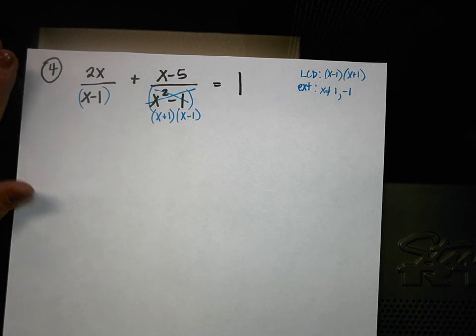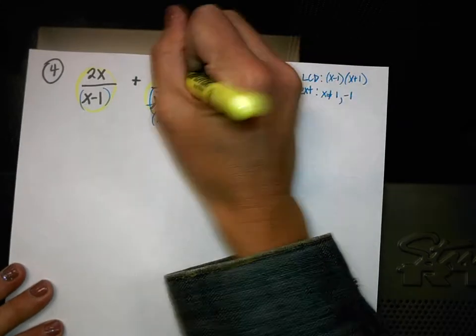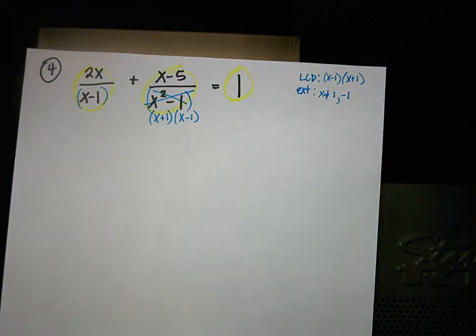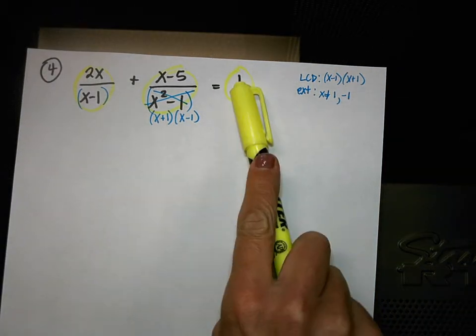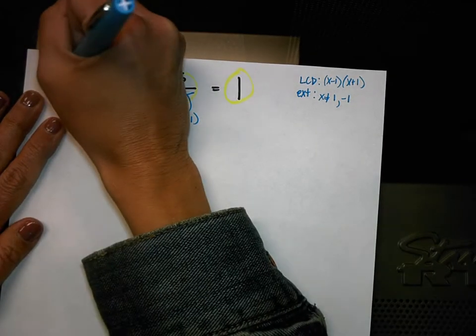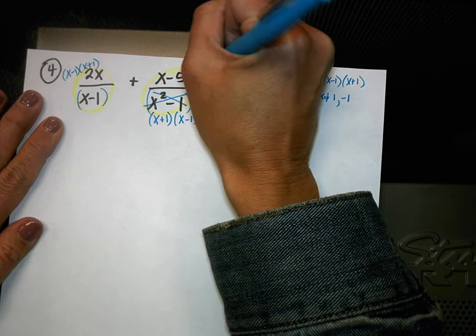Now, something to be careful of here, and this is where a lot of people make mistakes, is that there are actually 1, 2, 3 terms. And so we have to multiply every single term by the LCD, including this one. Okay? So I'm going to write x minus 1 and x plus 1 next to every single term.